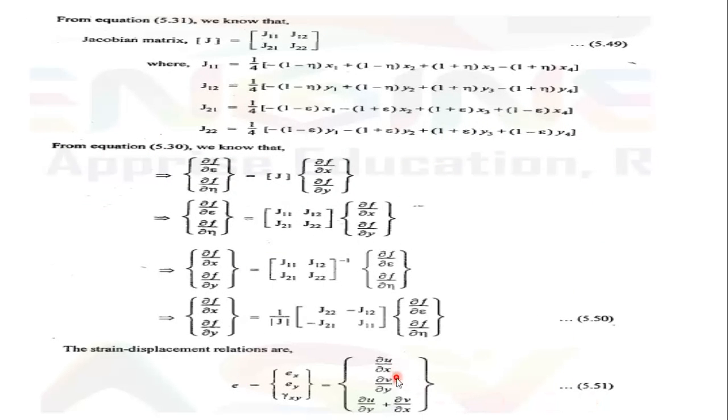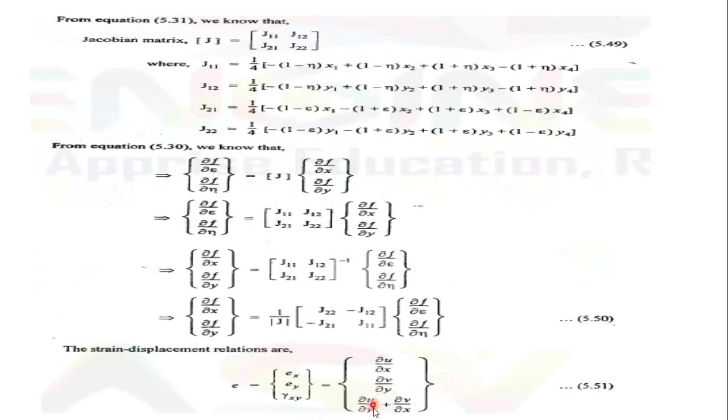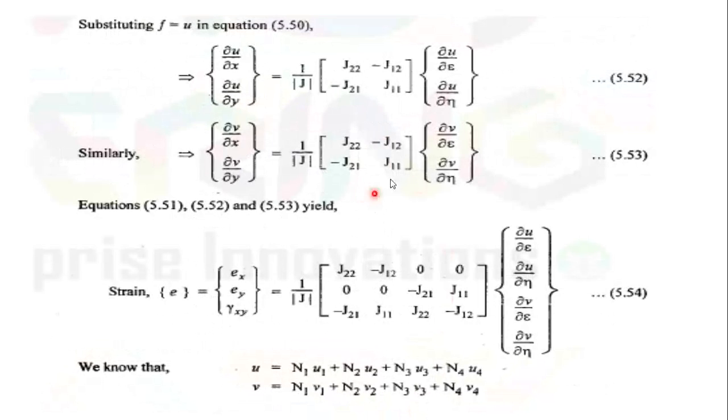That is, we require ∂u/∂x and ∂v/∂y, and that I will get from here. Similarly, we require ∂u/∂y plus ∂v/∂x. So I substitute these values in this equation and then write it in matrix form. We'll get ε = {εx, εy, γxy} equal to 1 by mod J into this matrix, which gives ∂u/∂ε, ∂u/∂η, ∂v/∂ε, ∂v/∂η. So this will be a matrix form.